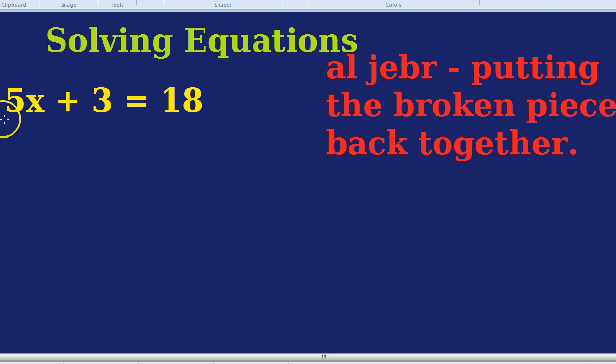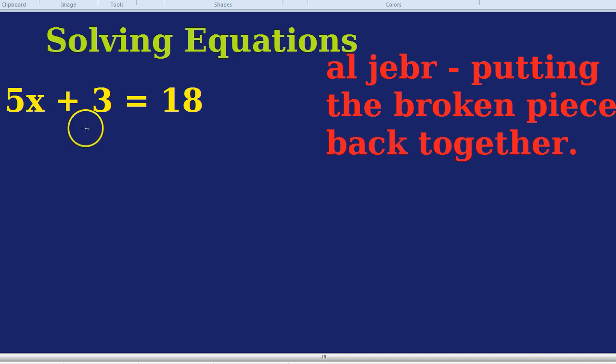Should we start with dividing by 5 to get rid of the 5 or getting rid of the 3? Well, if we divide by 5, we're going to be left with decimals and fractions, and it'll get really quite complicated. So let's start by getting rid of the plus 3. In equations, you always have to do the opposite of a term to get rid of it, and you have to do it to both sides.